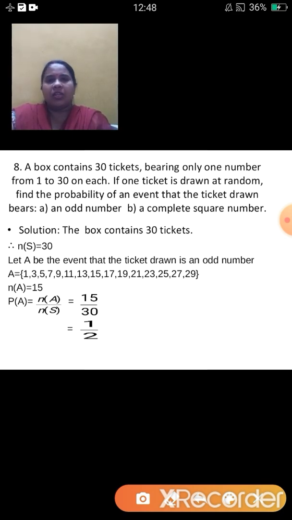So I hope you know what is an odd number. The numbers which are not divisible by 2. So you have to collect all the odd numbers from 1 to 30 and write it in set A. So which are those odd numbers? 1, 3, 5, 7, 9, 11, 13, 15, 17, 19, 21, 23, 25, 27 and 29. So these are those odd numbers between 1 to 30. How many in all? They are 15. So n of A will be equal to 15.